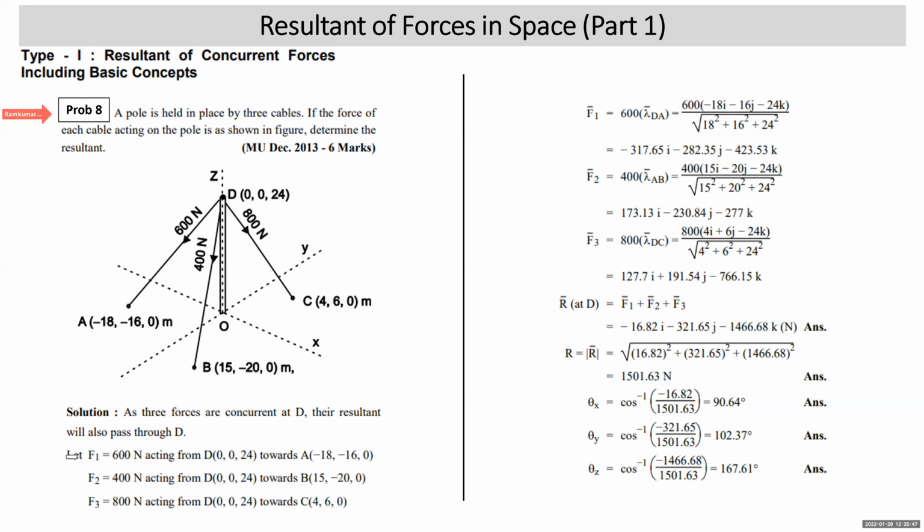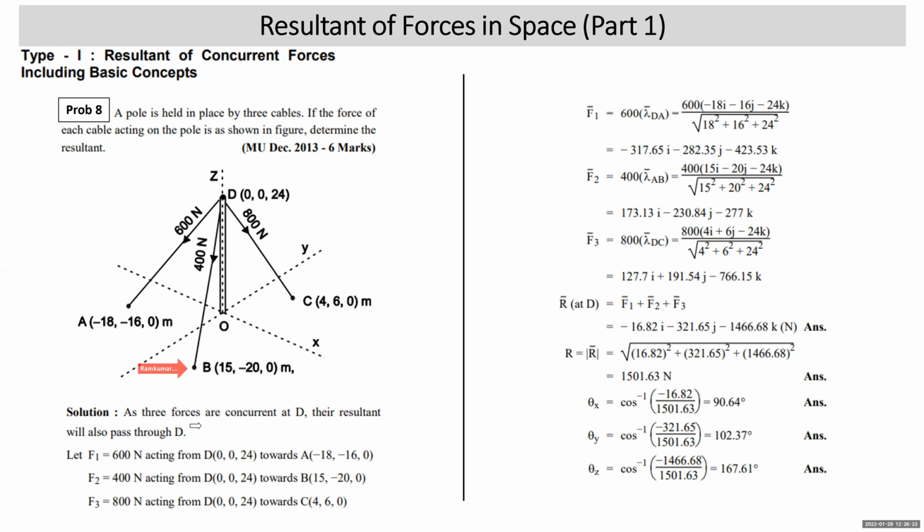Let's write the force F1. We call the 600 Newton force F1, which is acting from D towards A. D point coordinates are 0, 0, 24, and A is minus 18, minus 16, 0. These are all given in the problem. We call the 400 Newton force F2, acting from point D towards B. D is 0, 0, 24, and B is 15, minus 20, 0. Then the third force is 800 Newton, that is F3, acting from D towards C. D is 0, 0, 24, and C is 4, 6, 0.